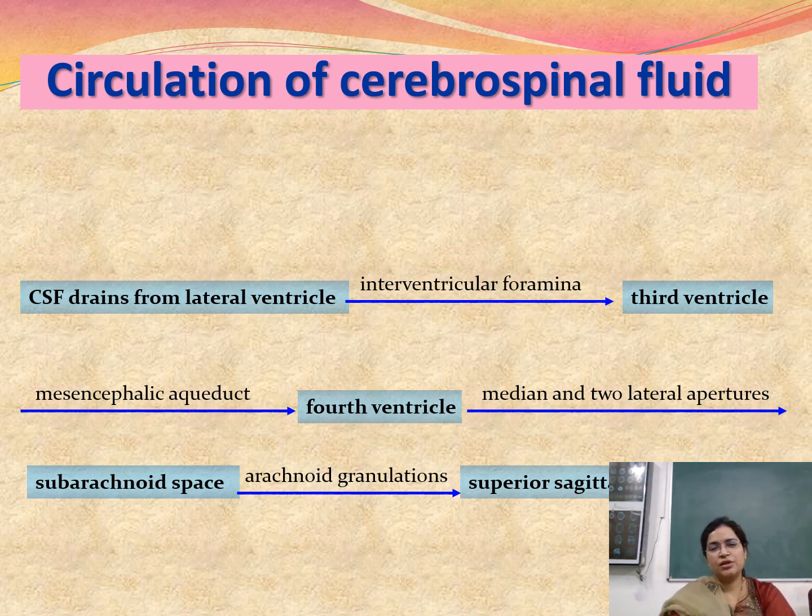and the subarachnoid space continues covering the brain. Then there are the arachnoid granulations, structures present along each side of the sagittal sulcus, and the superior sagittal sinus is present in the sagittal sulcus. The arachnoid granulations drain into the superior sagittal sinus.